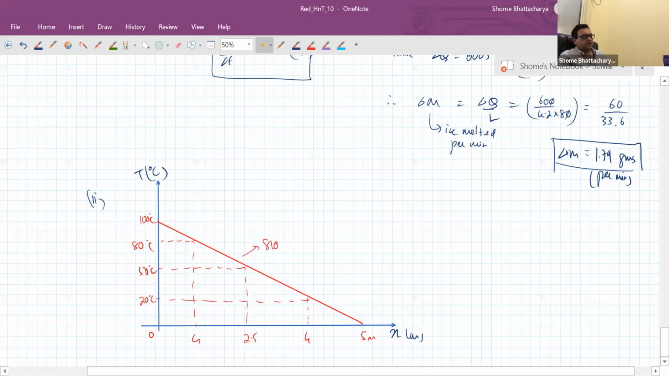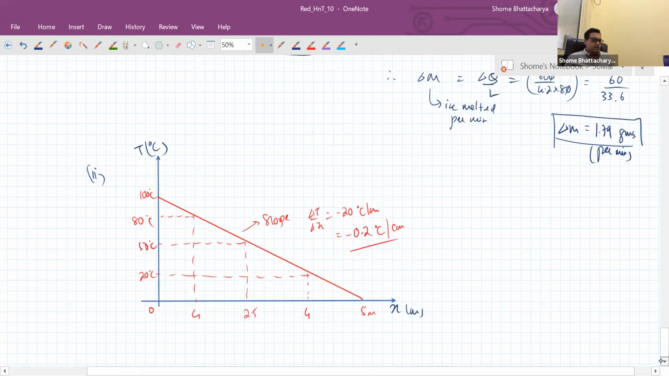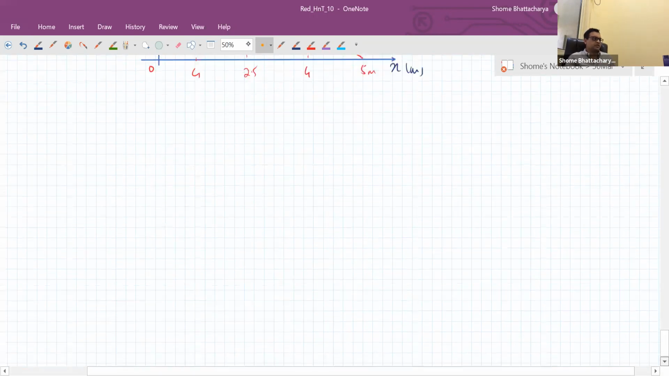Because the slope of this line, delta T by delta X, is minus 20 degrees C per meter. Or you can even say it is minus 0.2 degrees C per centimeter. Okay, so very simple direct application, nothing difficult about these type of questions. Okay, so next up we look at combination of conductors.